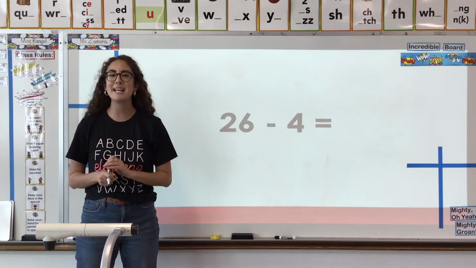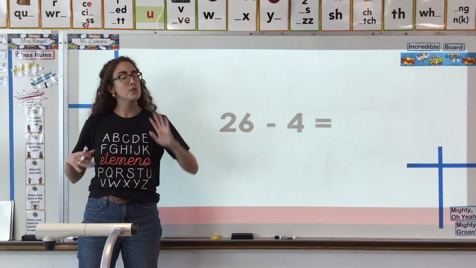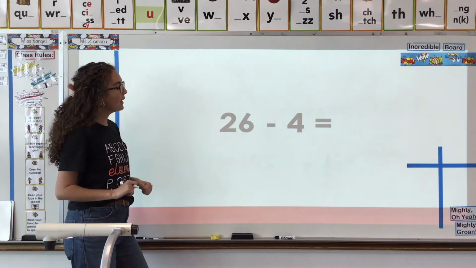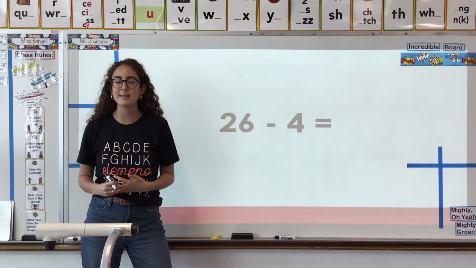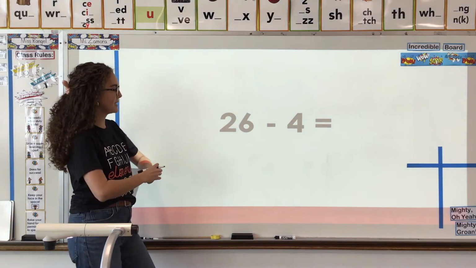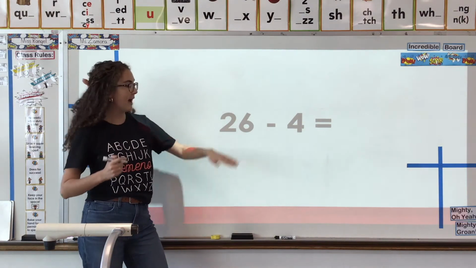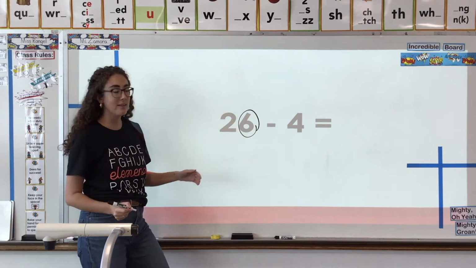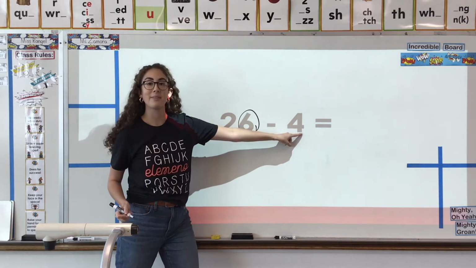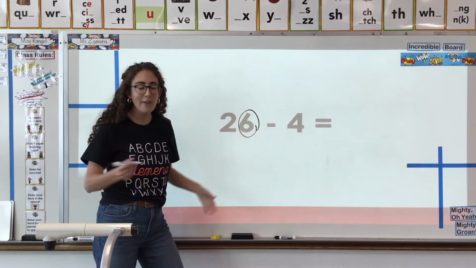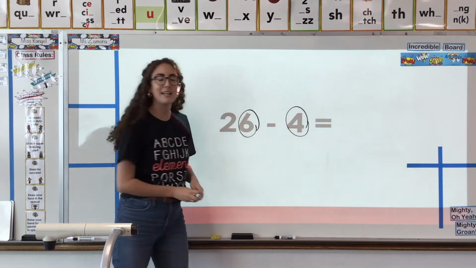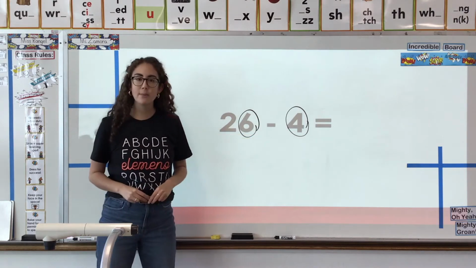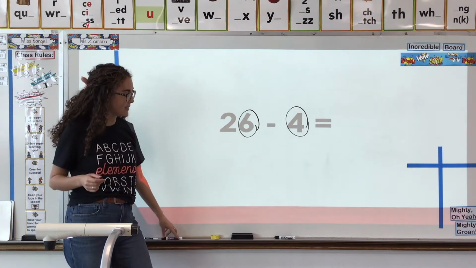26 minus 4. So we want to subtract numbers in the same place. What numbers are in the ones place? We have the 6 and the 4. Since it's all alone, it's automatically in the ones place. So if we subtract the ones from each other, we can get our answer.